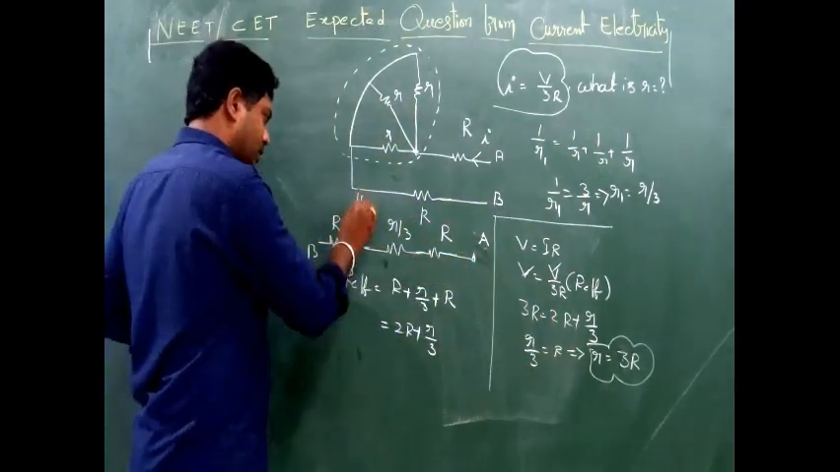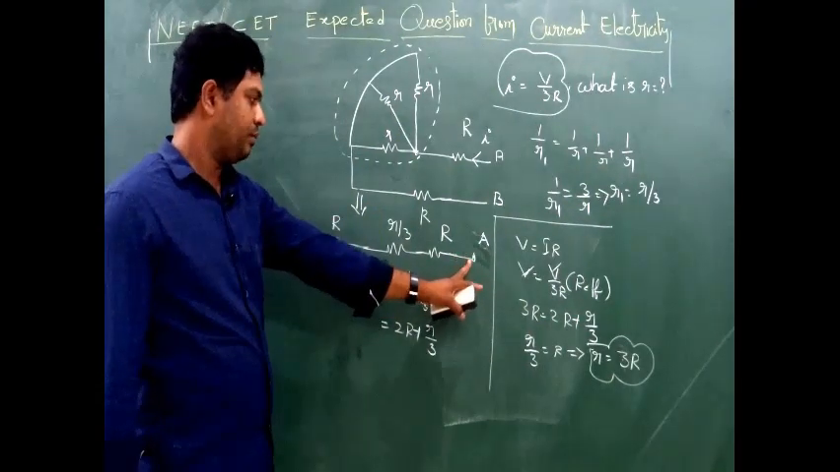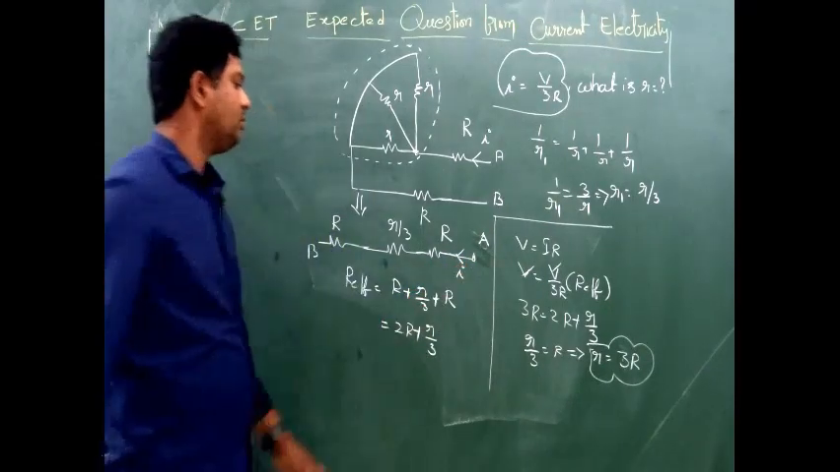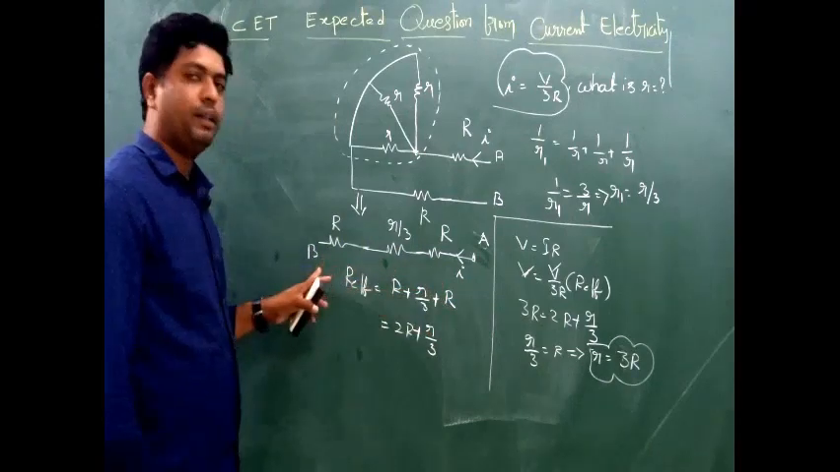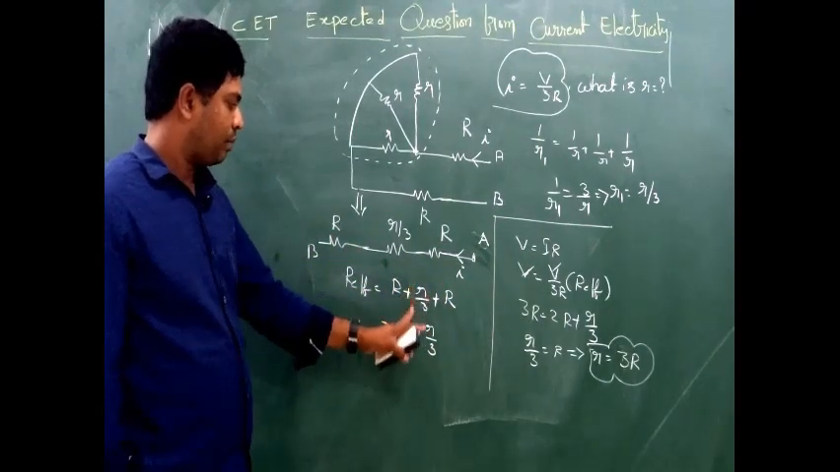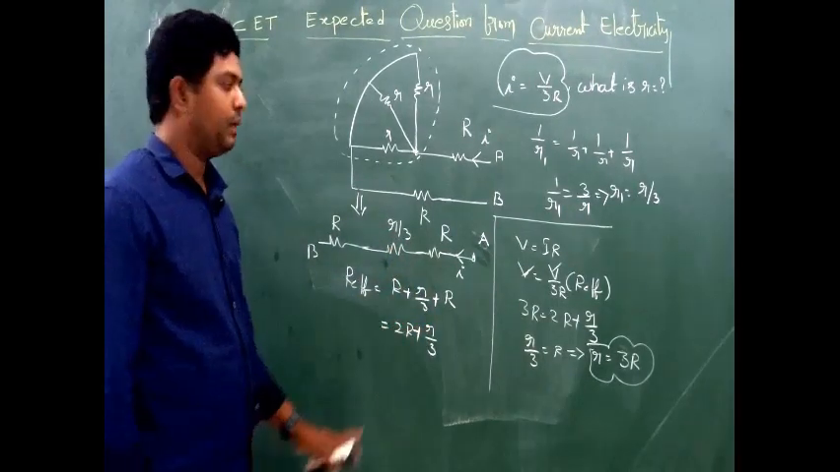Now the equivalent circuit becomes like this. This is also the A end, and this is the amount of current passing through this. This is R by 3 and capital R. All these three are in series, so the effective resistance is equal to R plus R by 3 plus R, which is 2R plus small r by 3.